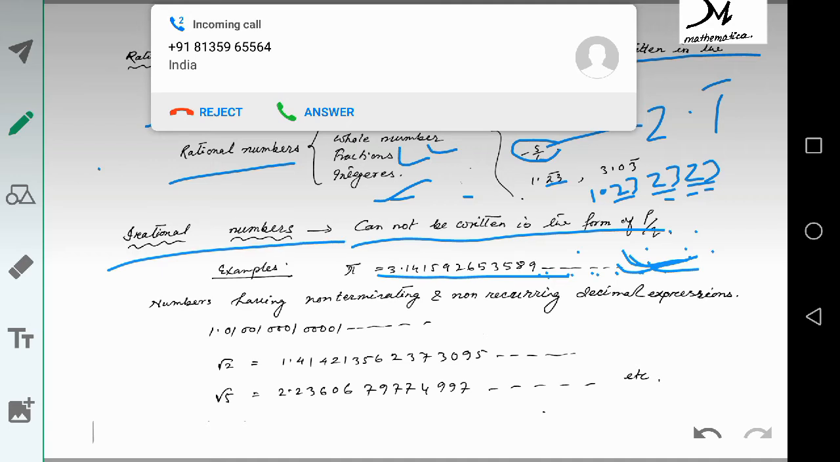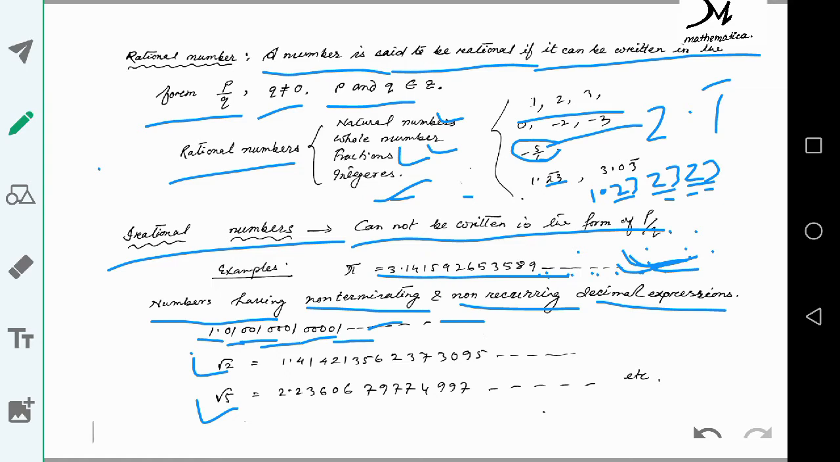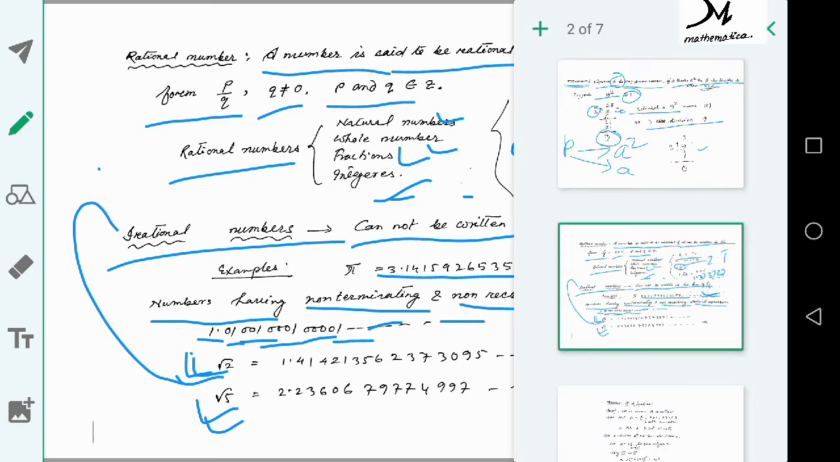And numbers having non-terminating and non-recurring decimal expansions, let me give you some more examples here. 1.01001000100001 and so on. It is non-recurring. And root 2, root 5, these also have non-terminating, non-recurring decimal expansions, so that's why they are also irrational numbers. So let's move on to the next topic.